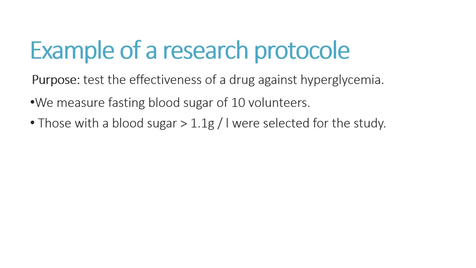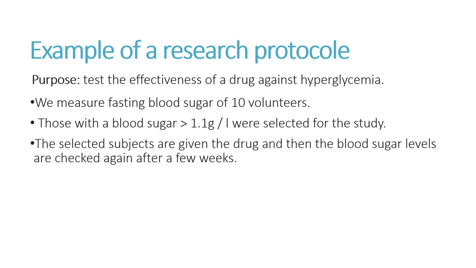Now we base our sample selection on this particular threshold, which means all subjects with blood glucose levels greater than 1.1 gram per liter will be selected for our study. The selected subjects are given the drug, and then the blood sugar levels are checked again after a few weeks. So this is our protocol. Now we're going to see why this introduces a bias, depending on our study methodology.